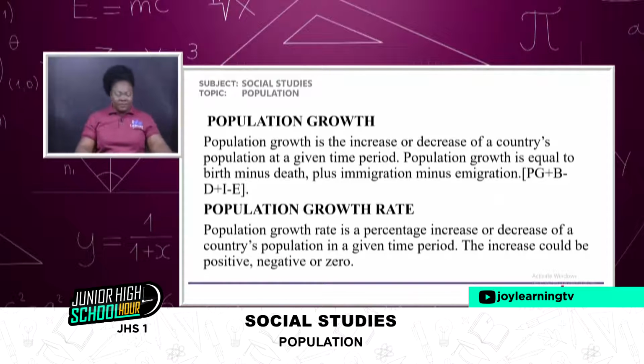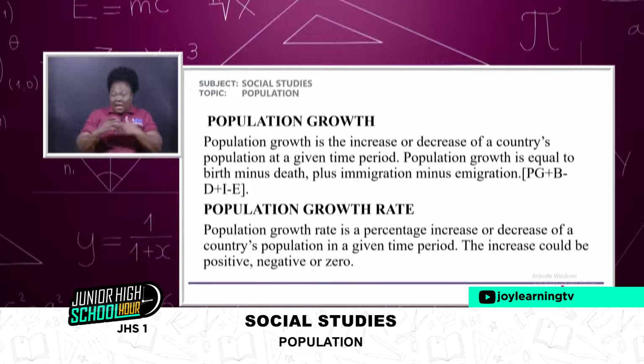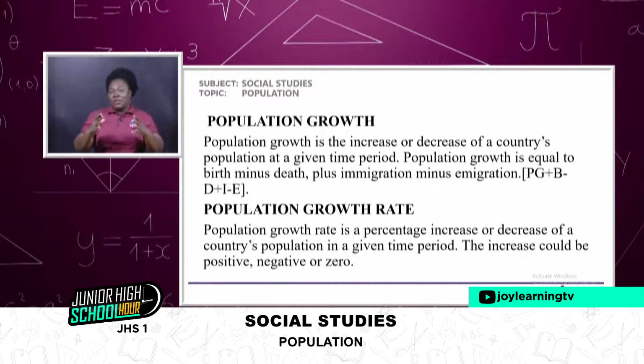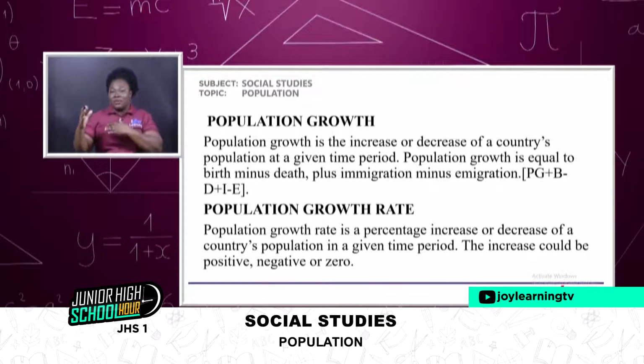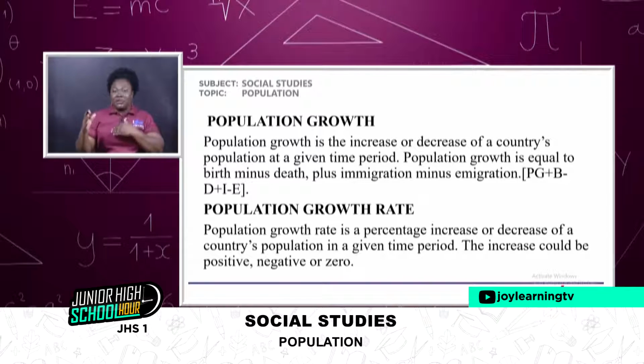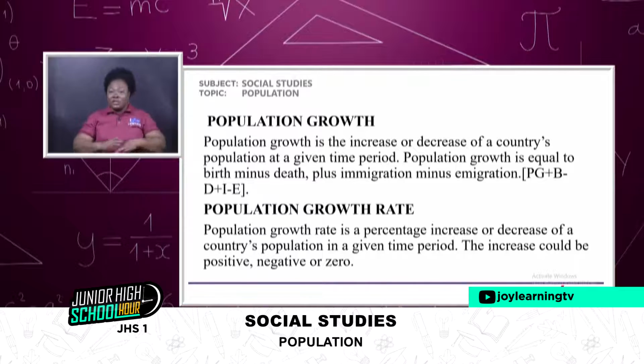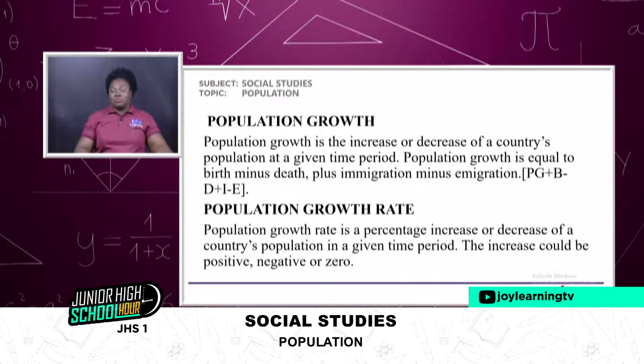Population growth rate. Population growth rate is the percentage increase or decrease of a country's population in a given period. So in a given period, let's say last year was 200 people. The next year, maybe 300. So what's the interval? It's 100. Are you okay? The increase could be positive or negative or zero.